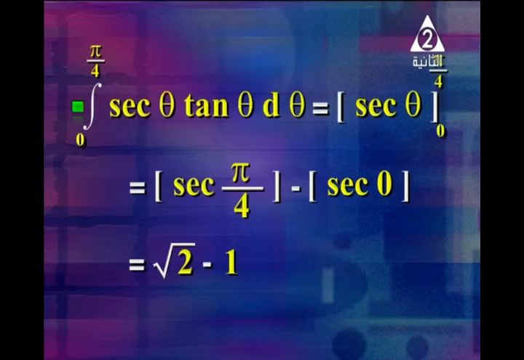Remember, dear student, sec pi over 4 means sec 45. What is the sec of 45? Sec is the multiplicative inverse of cos, which equals root 2 over 2. Then the answer, or by using a calculator, is root 2 minus 1.